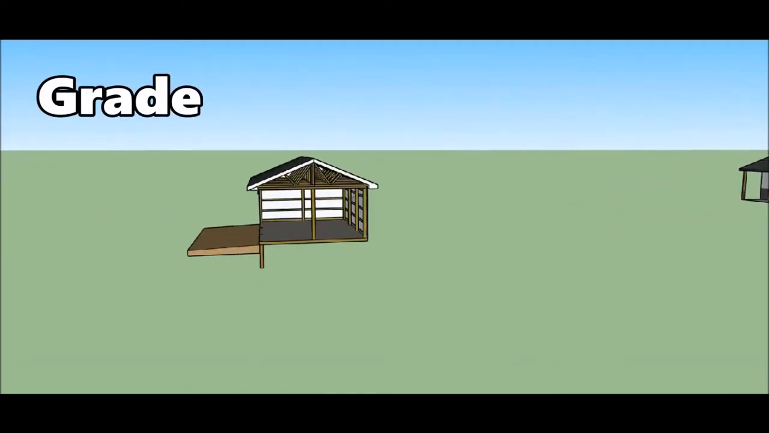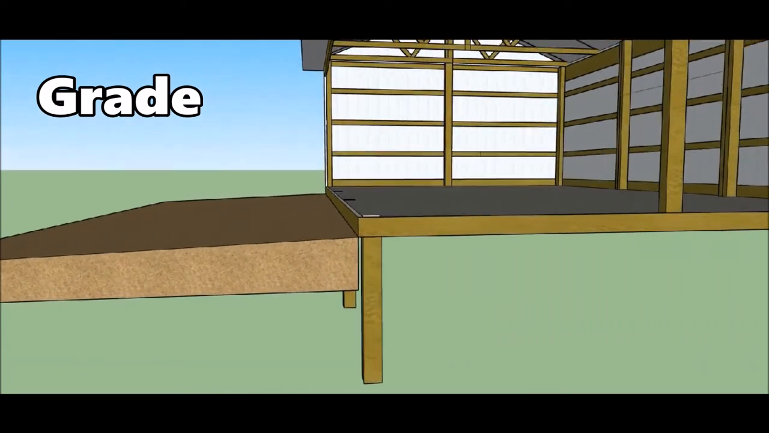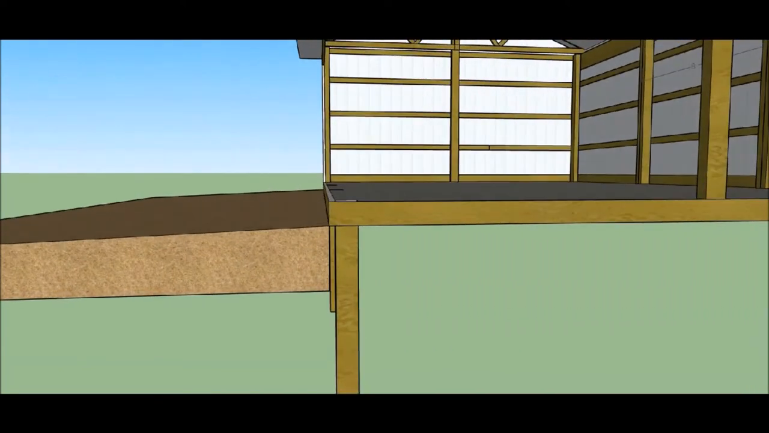When we talk about grade, we are referring to where the ground meets the building. Usually finished grade meets the bottom of the skirt board, which we will cover in just a second.